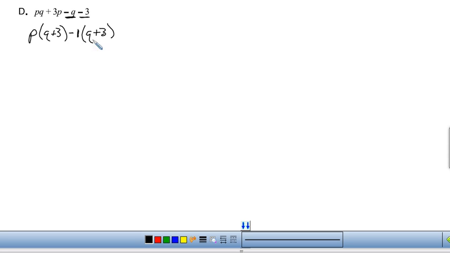Both terms have q plus 3. And what is q plus 3 multiplied by? Well, when I divide q plus 3 out here, I get p. And over here, I have negative 1. So pq plus 3p minus q minus 3 is equal to q plus 3, that quantity, multiplied by p minus 1.